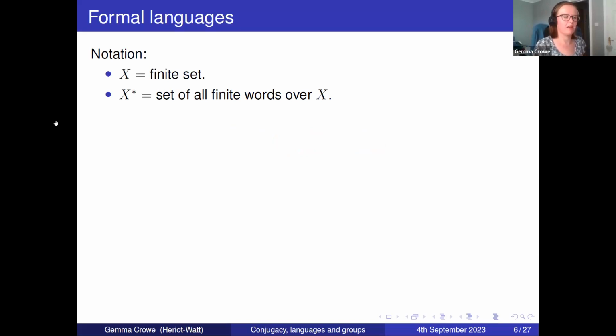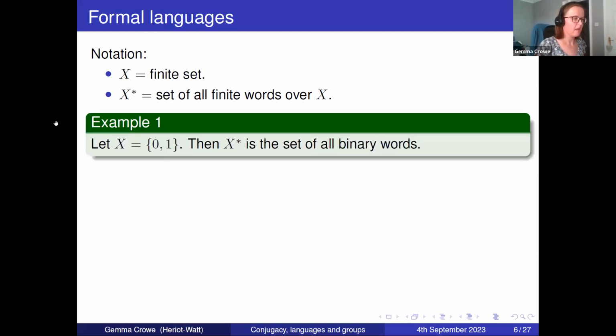You can think of X as like an alphabet in a sense. So for example, I could take X to just be {0, 1}. So X star just gives me the set of all binary words. So that's fairly straightforward. Now a language, with no conditions, nothing on the side in a sense, is simply just some subset of X star, whatever your X is.